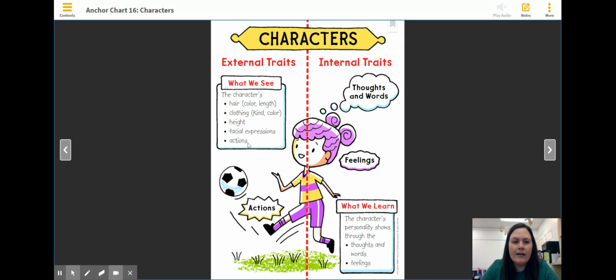And we can describe a character's actions. So are they running? Are they laughing? Are they talking? Are they playing basketball? So the external character traits are what we see with our own two eyes. Now, let's move to our internal character traits. These are things that are going on with the character that we cannot see with our eyes. So it's what the characters are thinking, what they're feeling. So we learn that a character's personality shows through their thoughts and words and feelings.